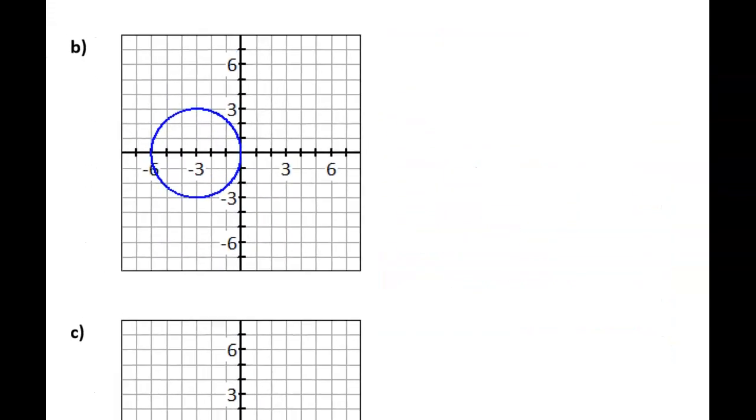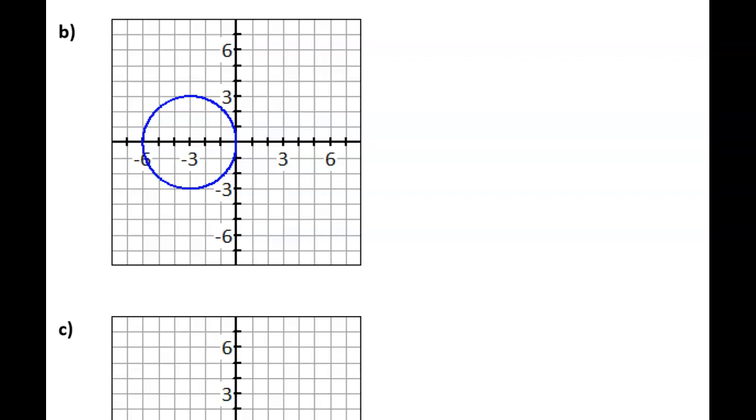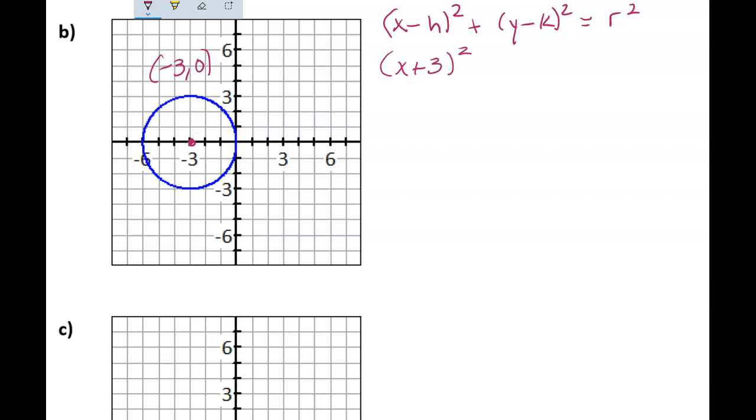All right, let's move on to a circle. You'll notice that it's centered at the origin here. I'm sorry, it's not centered at the origin, but it's tangent at the origin. So what do we know about our circle? Well, our equation of a circle is generally (x minus h) squared plus (y minus k) squared is equal to r squared. And the center point is (-3, 0). Well, if we subtract -3, that's like adding it. So we have (x plus 3) squared plus y minus 0 squared, which is just y squared, equals r squared.